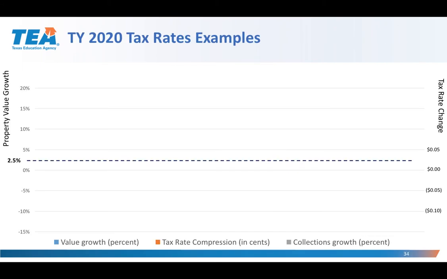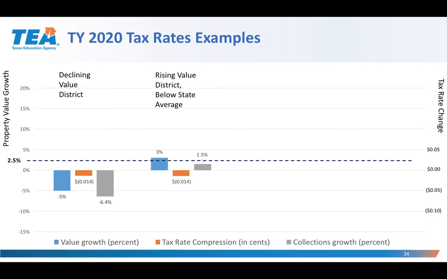And here's another illustration of different types of effects of property value growth. We have an axis with property value growth, and we've identified a 2.5% band there. The first example is a school district with actually declining property values. The value growth, the blue chart on the left, is declining by 5%. The tax rate compression in pennies is still going to be based on the statewide value growth of 4%, so they still get tax compression of 1.3 pennies. And then for collections growth, they will actually see a reduction in property tax collections of 6.4%.